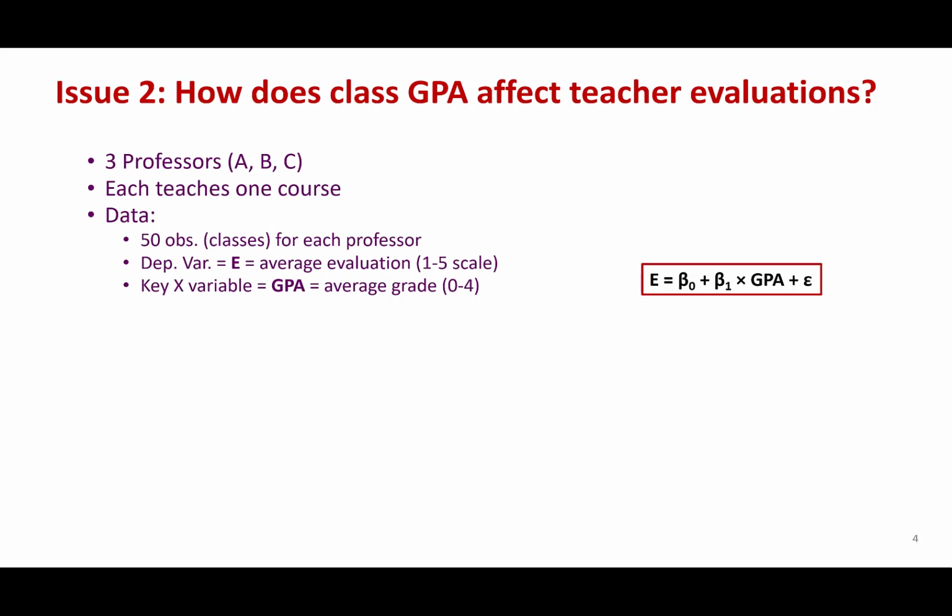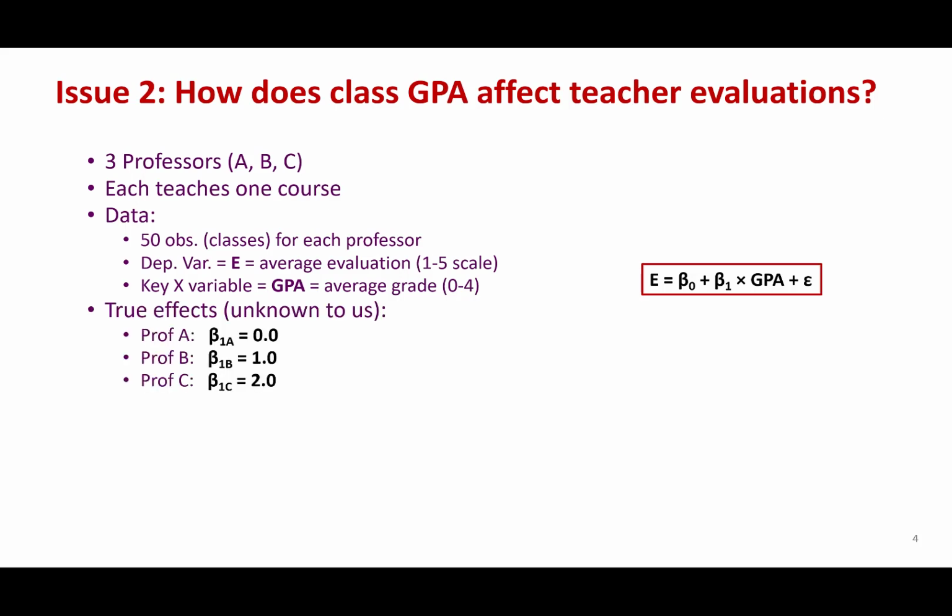Okay, so our simple regression model would simply have E. E would be our dependent variable. We're regressing that on GPA. Okay, just as in every other possible causal effect out there in society, the effects of GPA and evaluations are different for the 3 professors.